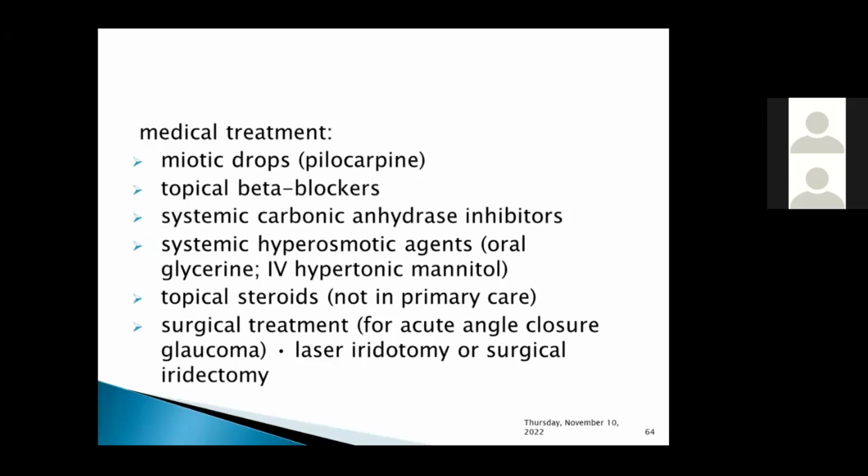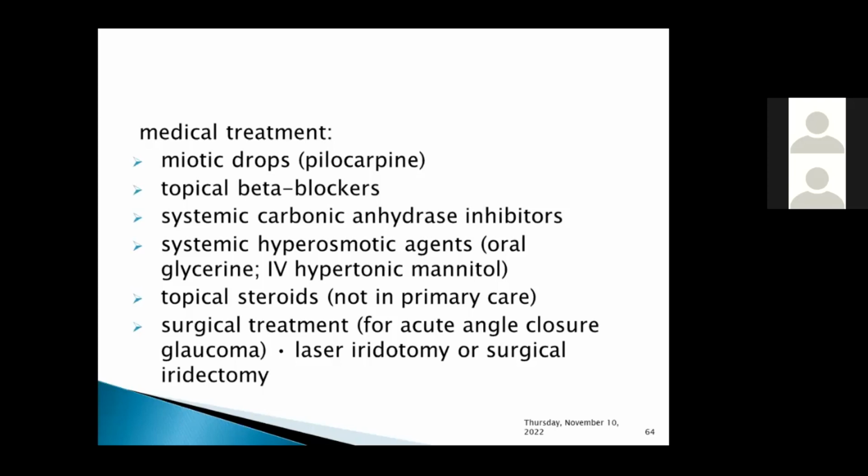So usually on the exam, they ask which one of the following is not a management option for angle closure glaucoma? They put mydriatics among the options. Mydriatics are contraindicated. The other is topical beta blockers, which you can give for any kind of glaucoma. Systemic carbonic anhydrase inhibitors, so Diamox or oral acetazolamide can be given, should be given actually. Systemic hyperosmotic agents like oral glycerin, IV hypertonic mannitol.